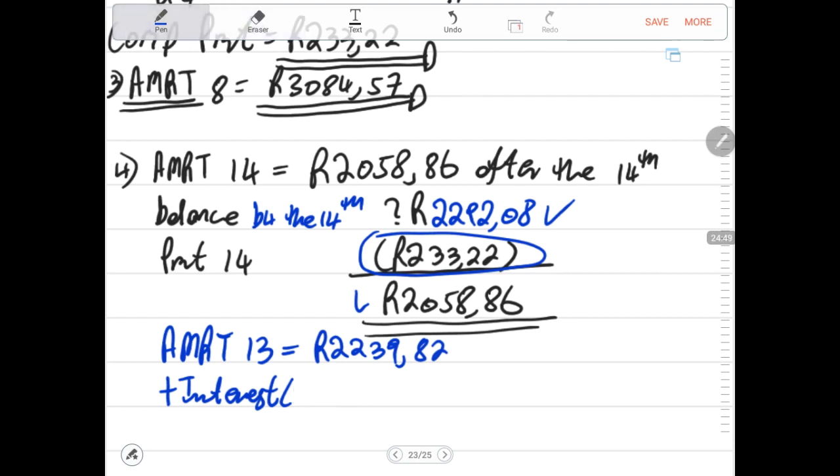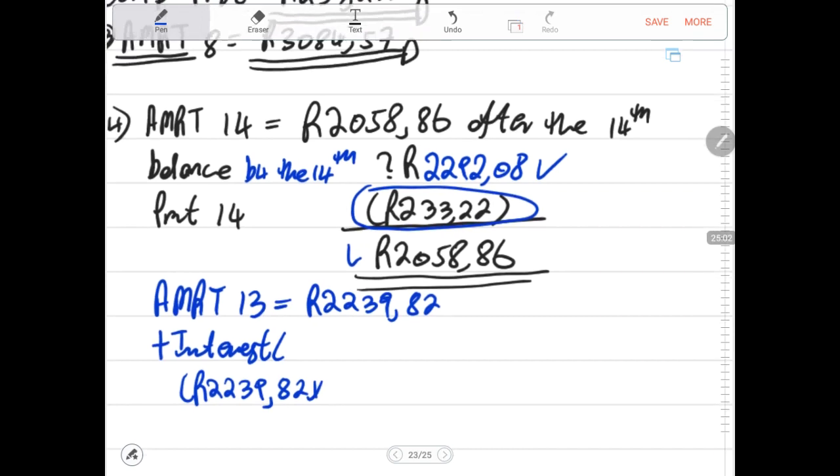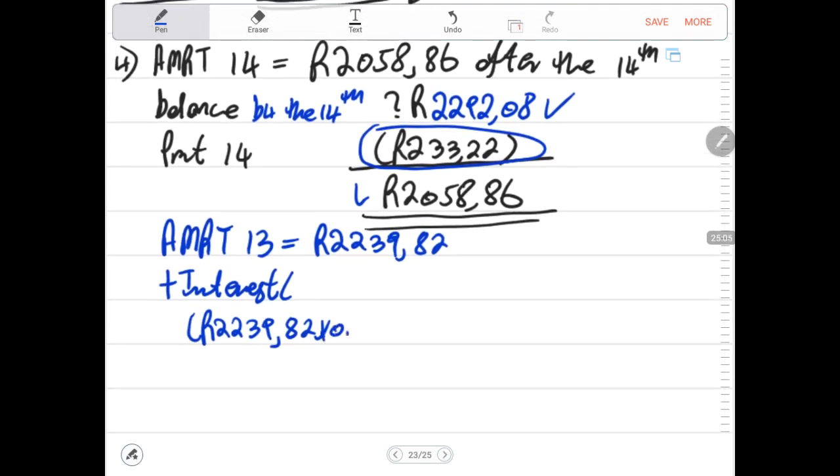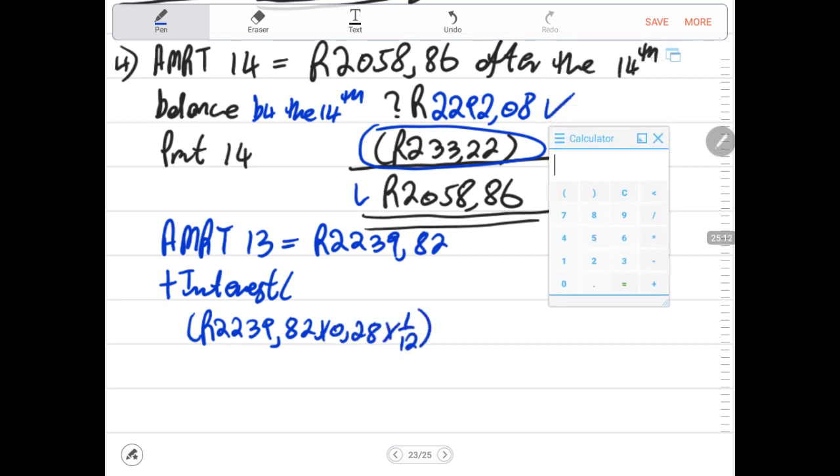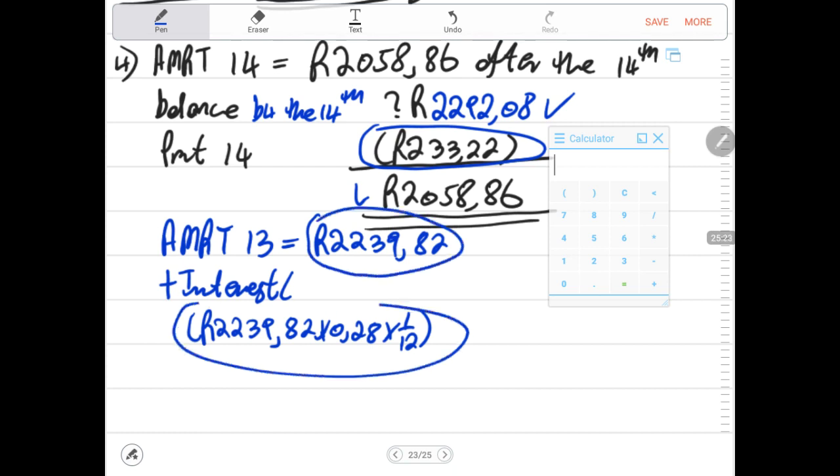We say balance at the beginning of the 14th month, it is an amount of 2,239.82 times this by the interest. Our interest is 28% per annum, times 0.28, times by 1/12 to get interest for 1 month, so that we add it back. Then we get to the balance just before the 14th payment is made. This is the balance after the 13th payment plus interest for the 14th month. Then we get to the balance before the 14th payment is made.